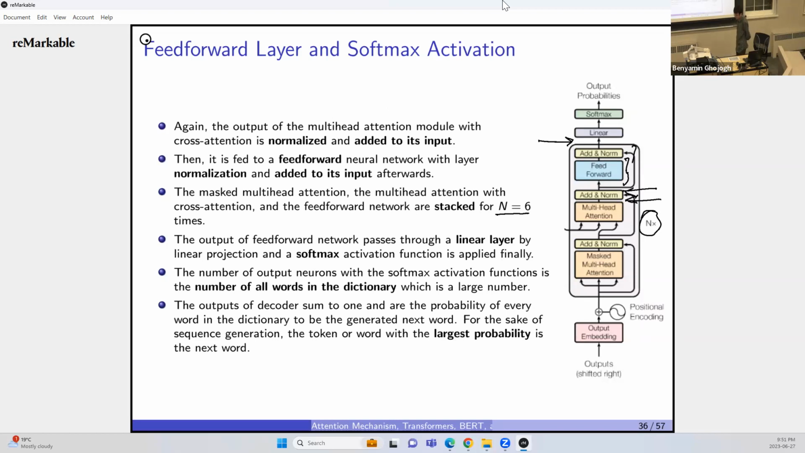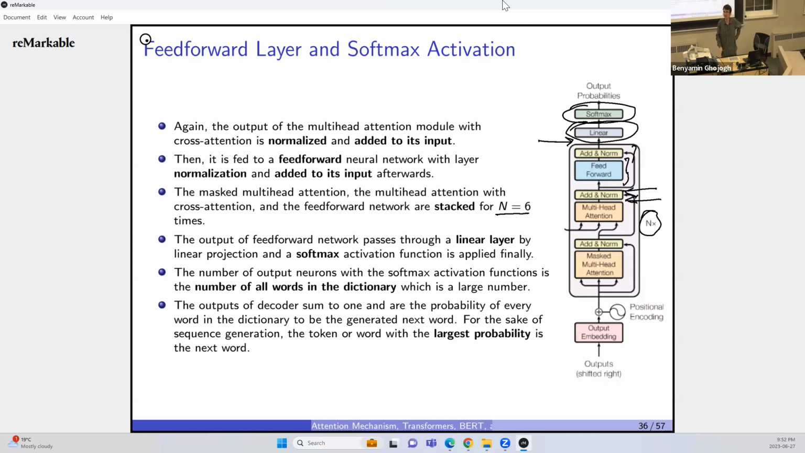Okay. Then what do we have? A linear layer again for the sake of learnable parameters, right? A feed forward layer. Then we have softmax. Why? At the end, we have the softmax activation function. Why? What is the number of neurons at the end? How many words do we have in the dictionary? For example, in the English dictionary.